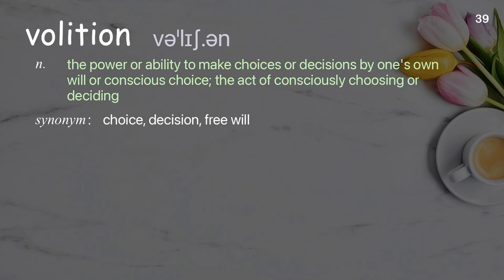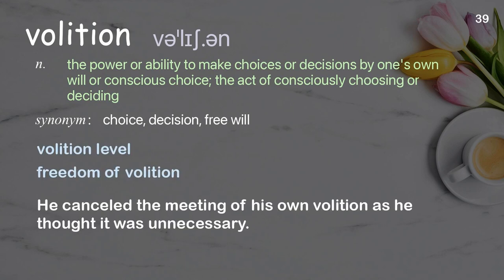Volition: the power or ability to make choices or decisions by one's own will or conscious choice, the act of consciously choosing or deciding. Examples: volition level, freedom of volition. He canceled the meeting of his own volition as he thought it was unnecessary.